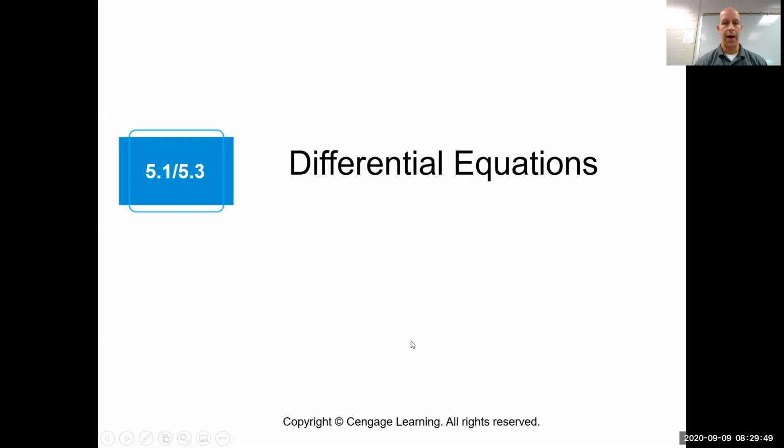Allen. Today we are going to look at chapter 5. We're going to get into differential equations and slope fields and things like that. Note I am going to skip section 5.2, which is actually more of a pre-calculus topic.